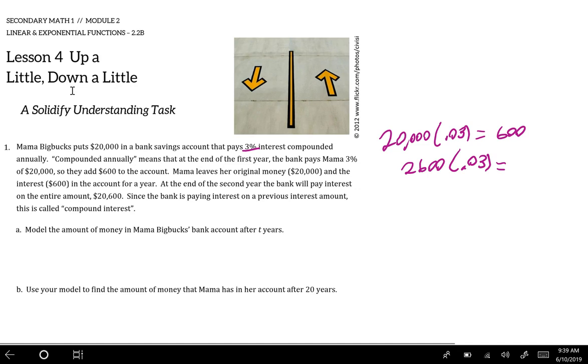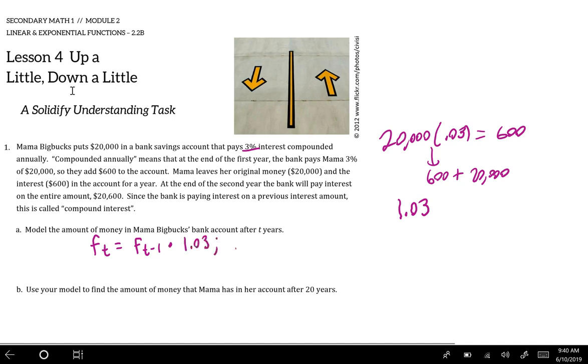So as we've talked about, a faster way of doing this than multiplying this and then adding it to 20,000 is to just multiply by 1.03. So to model the amount of money in Mama Big Bucks' bank account after t years, I might use a recursive rule. So in this case, I'm going to use t for years because they asked me to. So f sub t equals f sub t minus 1 times 1.03. f sub 0 equals 20,000.